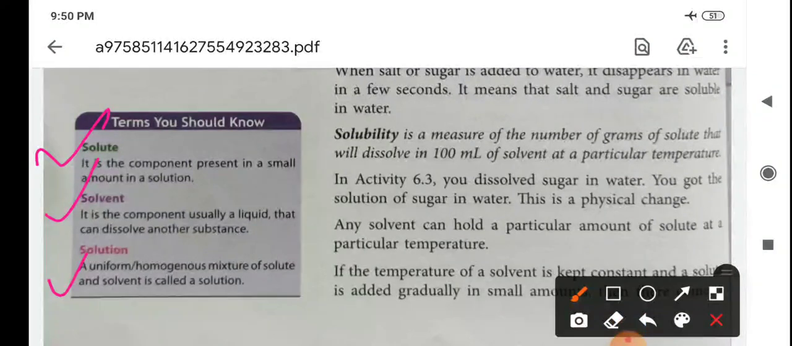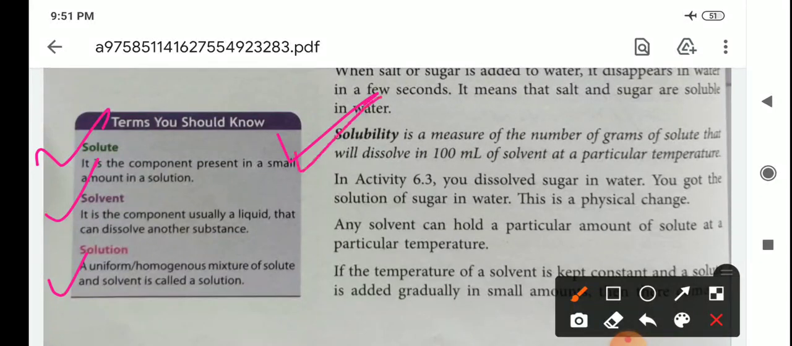Solute means it is the component present in a small amount in a solution. Then solvent means it is the component, usually a liquid, that can dissolve another substance. And solution means the uniform homogeneous mixture of solute and solvent is called a solution. Clear about these three terms?